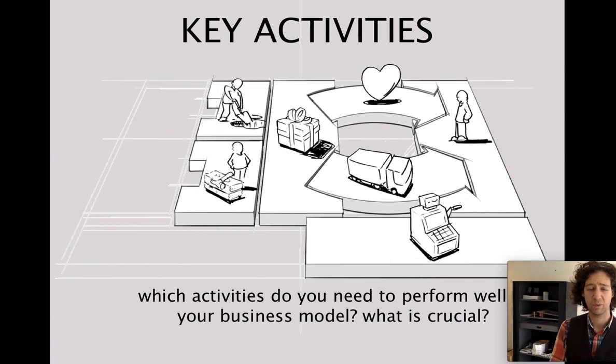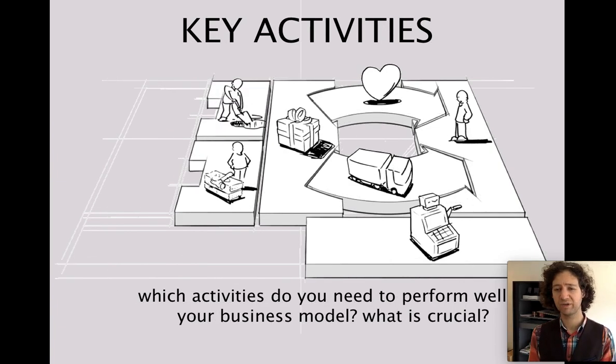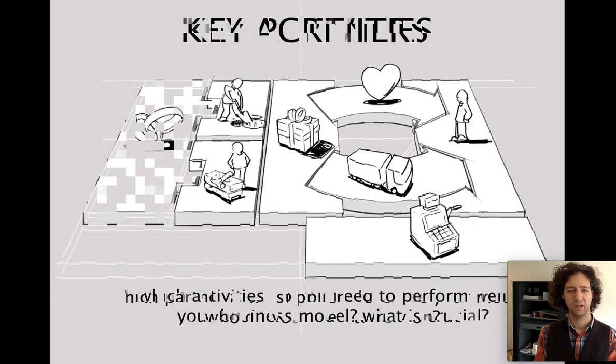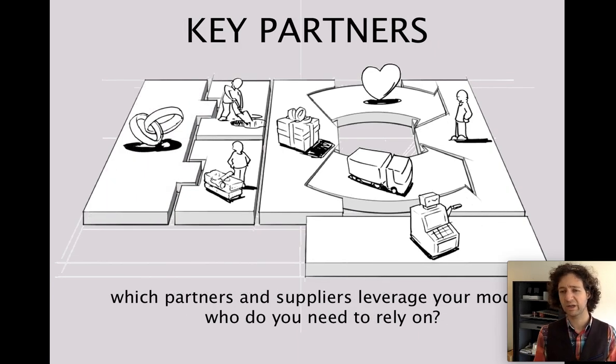Well, then key activities. Well, what is it you do all day? Also very strongly linked to your key resources, of course. So if your key resources are factories, well, your key activities is maintaining those factories. And then your key partners. Also, again, key partners can be an unfair advantage in and of itself.